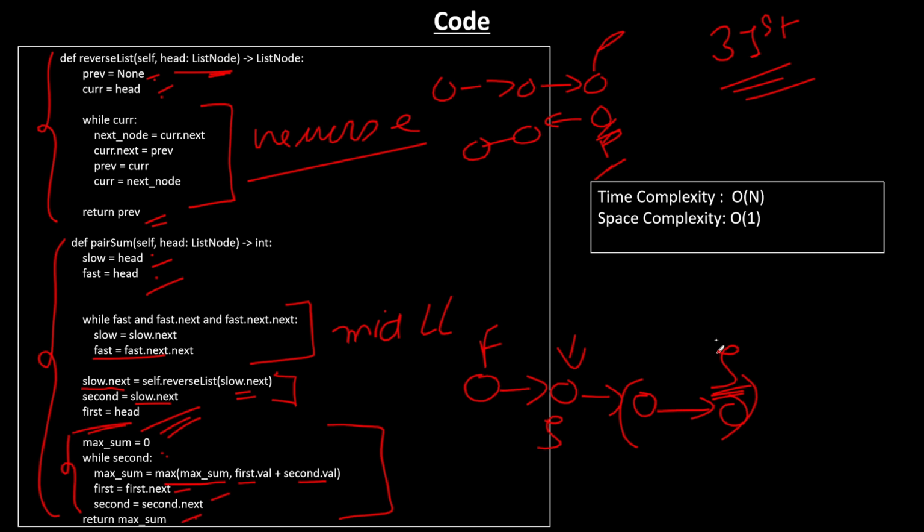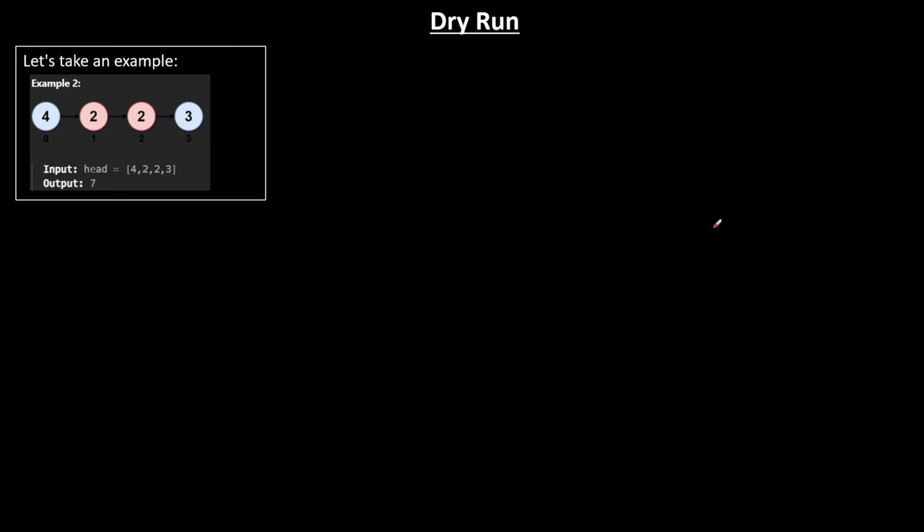This is all about the code, and the time complexity is O of n and the space complexity is O of 1, because you are only iterating here one time in one pass. That's why. Fine. So that's the thing. Now let's move to the next slide. Now, so you have the understanding of the code. Let's look at the dry run of the example.